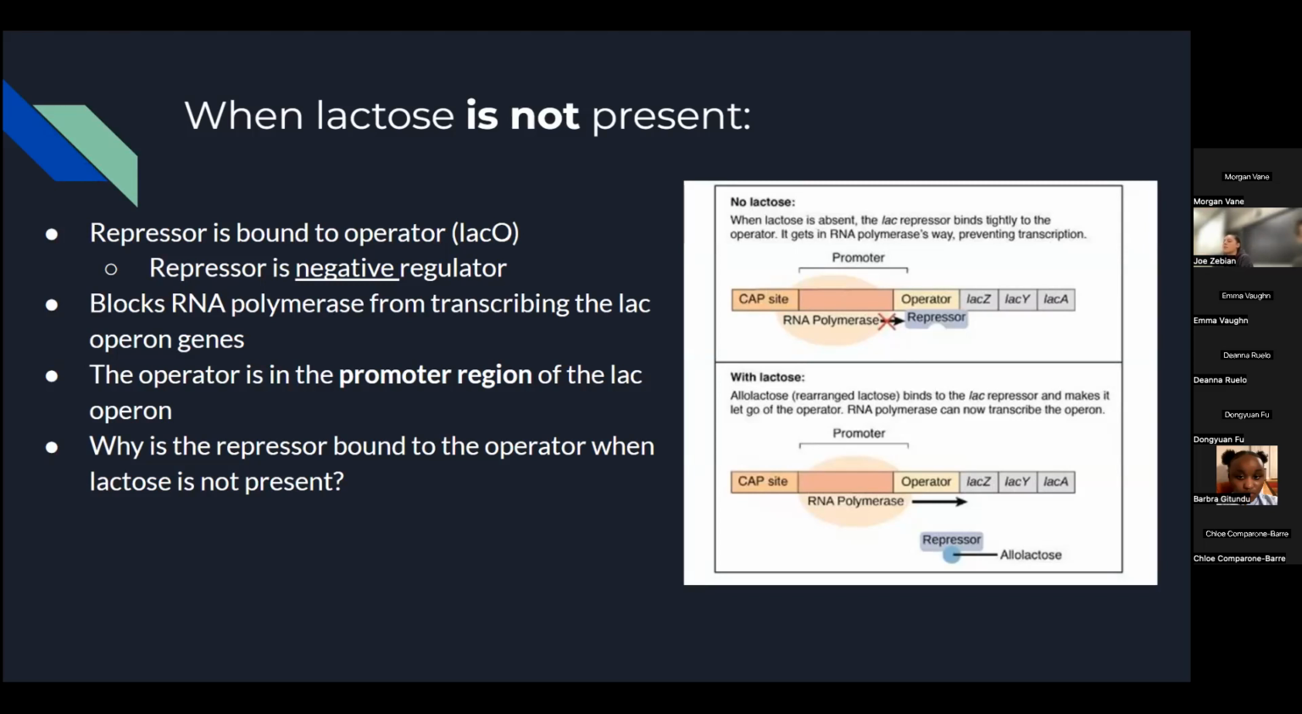So this would block RNA polymerase from transcribing the LAC operon genes, and the LAC operator is in the promoter region, as I just said. So why is the repressor bound to the operator when lactose is not present? Because again, you don't need to break down lactose when it's not in the cell.